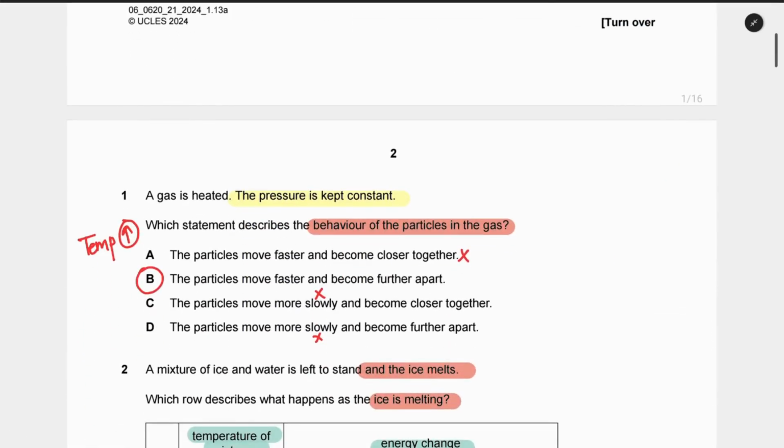First question: a gas is heated, the pressure is kept constant. Which statement describes the behavior of the particles in the gas? So we know that when the gas is being heated, the temperature will rise. So let's see the options.